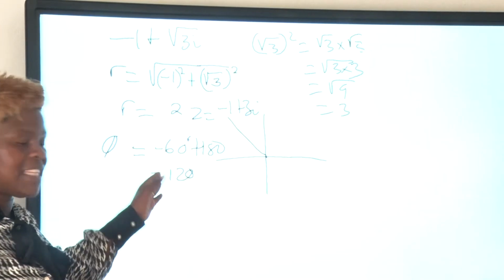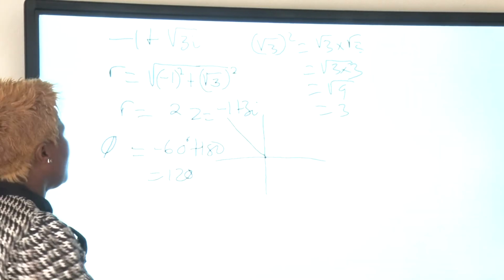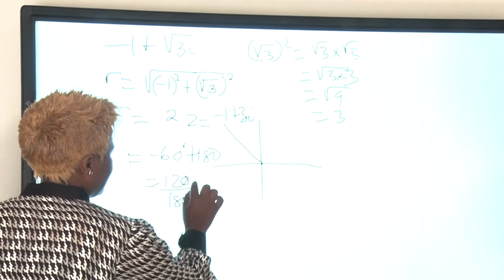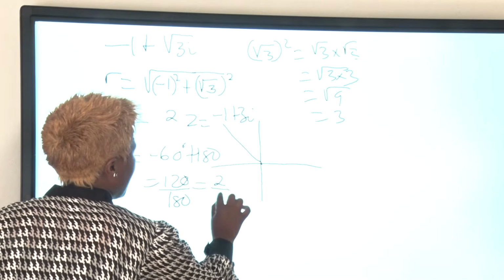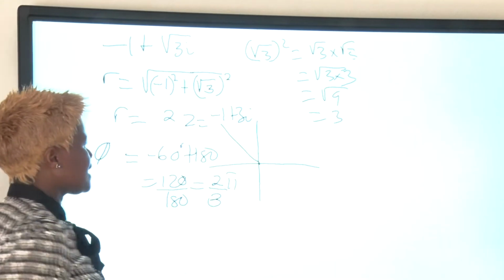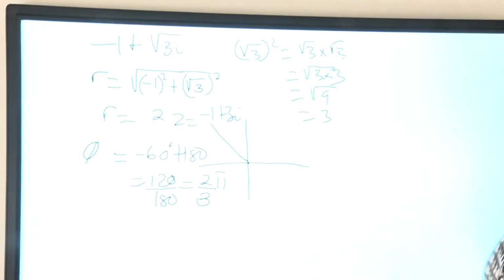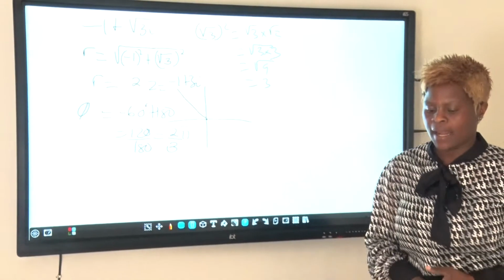I have to change this 120 to radians. I divide by 180. Then it becomes 2 over 3 pi. I then substitute this value for r and theta in my equation.